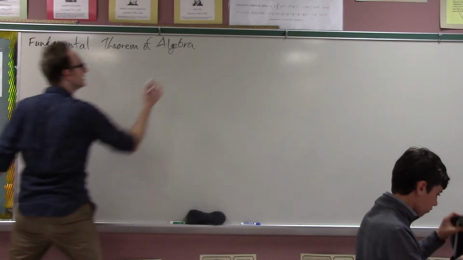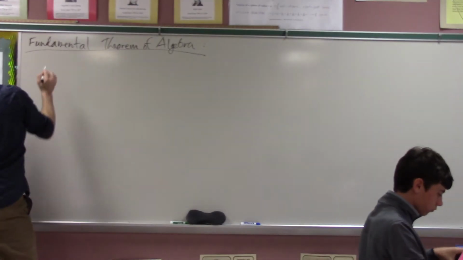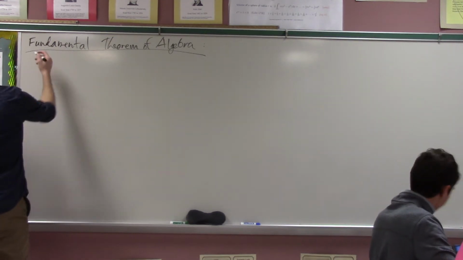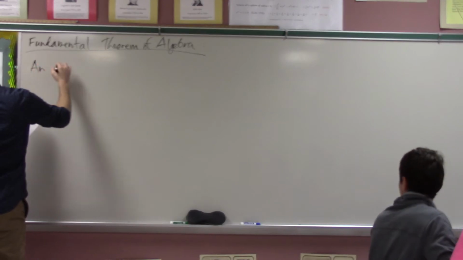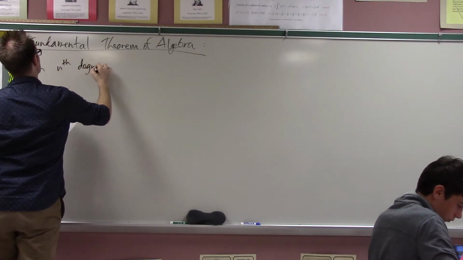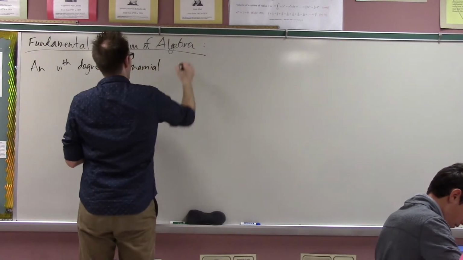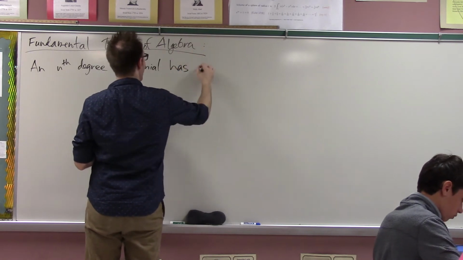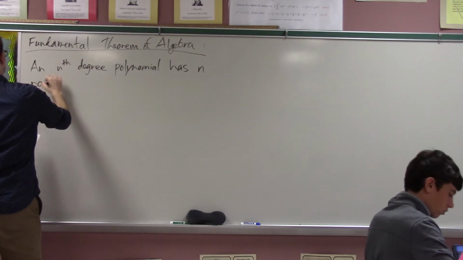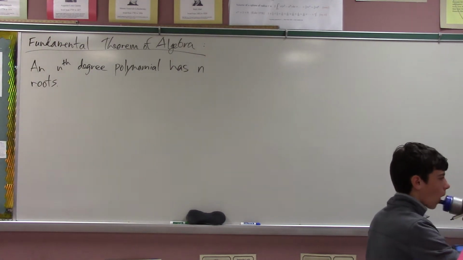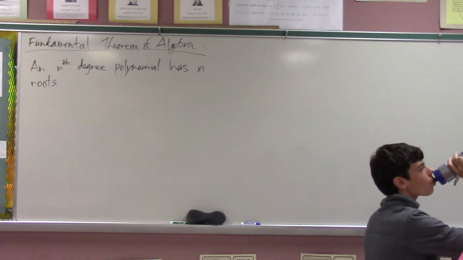Basically what it says is, we will amend this slightly, but basically what it says is, hey, I noticed that quadratics have 2 roots, cubics have 3 roots, quartics have 4 roots, etc. That always happens. So the fundamental theorem of algebra is that an nth degree polynomial has n roots. That's it.